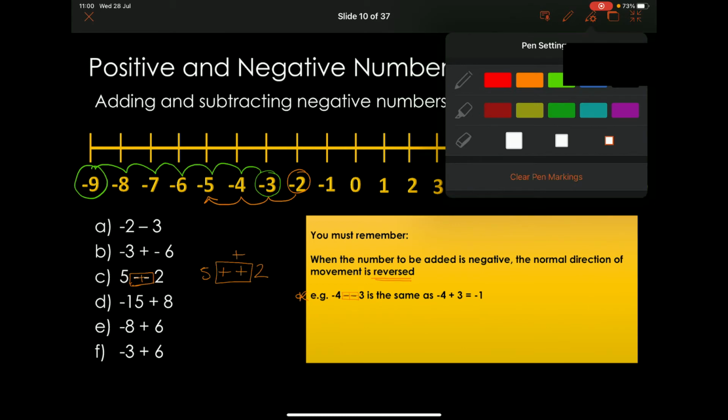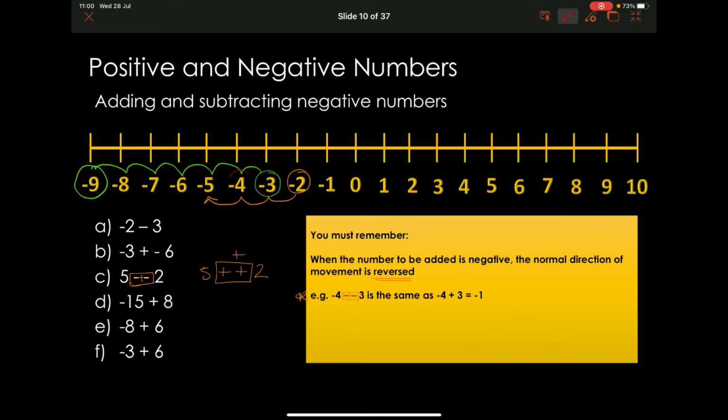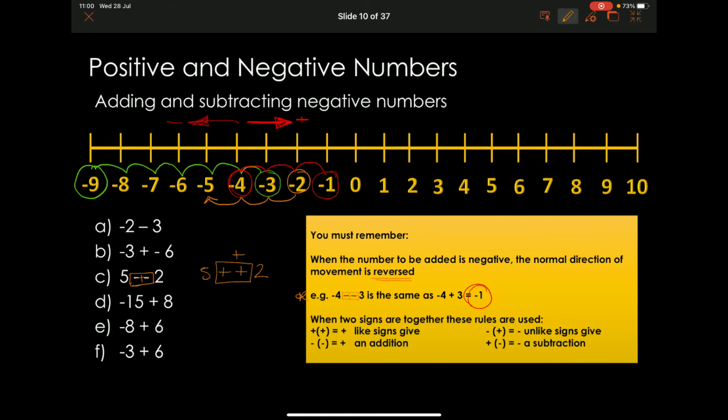Okay, and if I change my pen again, minus 4 plus 3, well, when we add, we go that way. So it's 1, 2, 3, leaving us with minus 1. So just be very careful with those ones in the middle. And you must remember, when we add, we go that way, and when we take away, we go that way. All right.